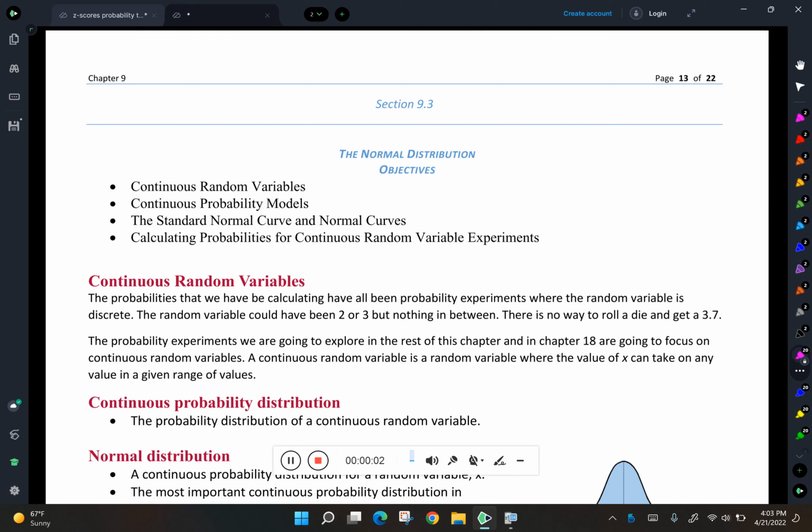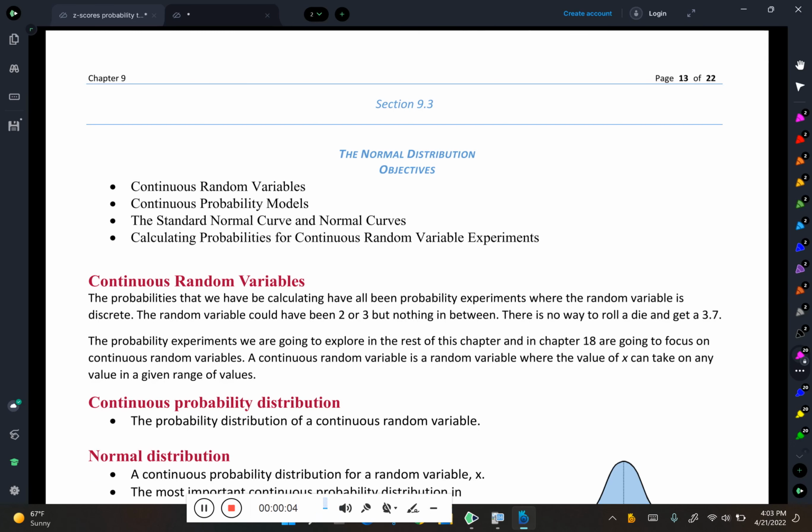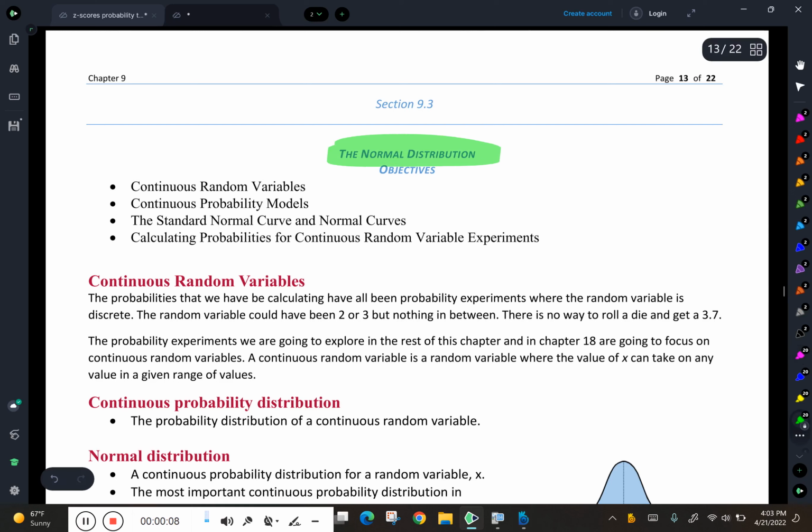All right, so here we are. We are in section 9.3. The title of section 9.3 is a normal distribution. So we're going to continue talking about this idea of probabilities and means and distributions and all of that, and we're going to try to tie some of those loose ends together.